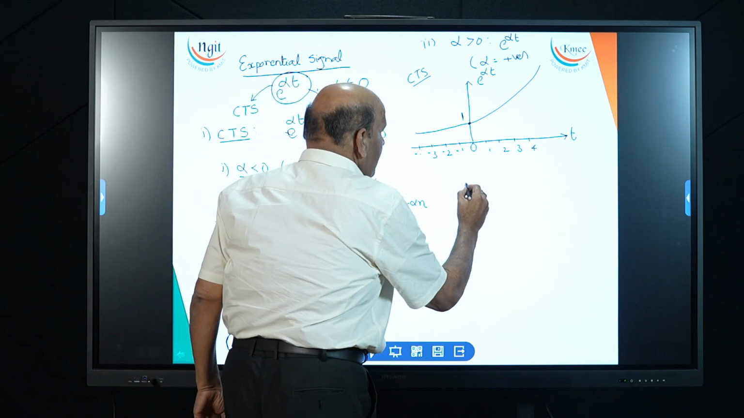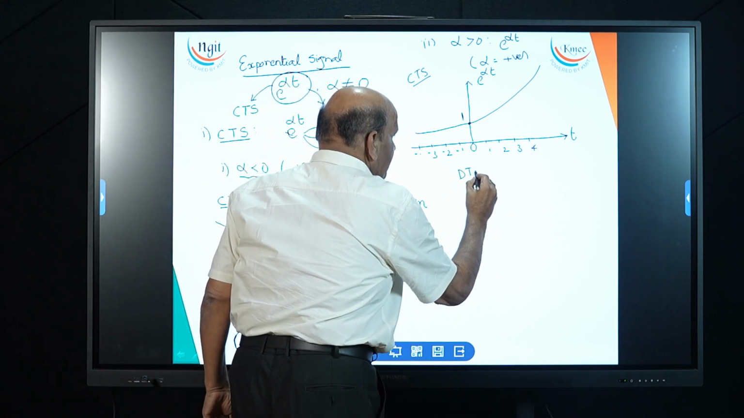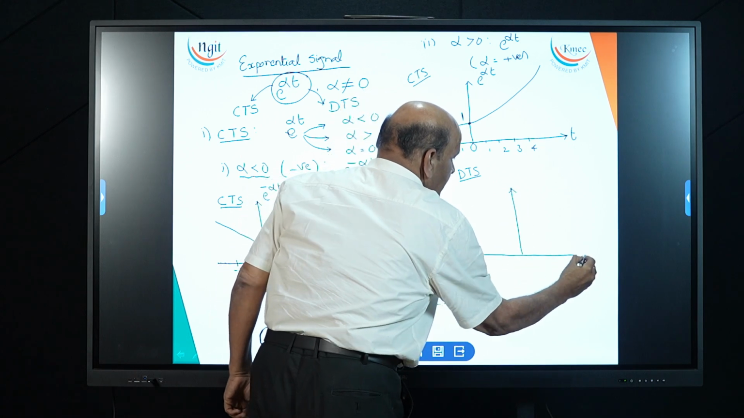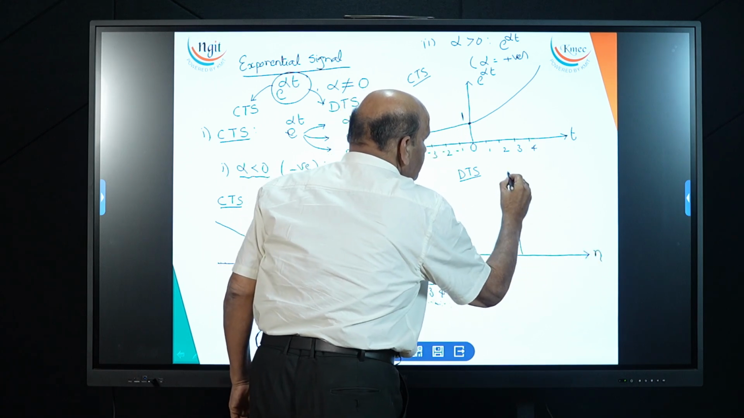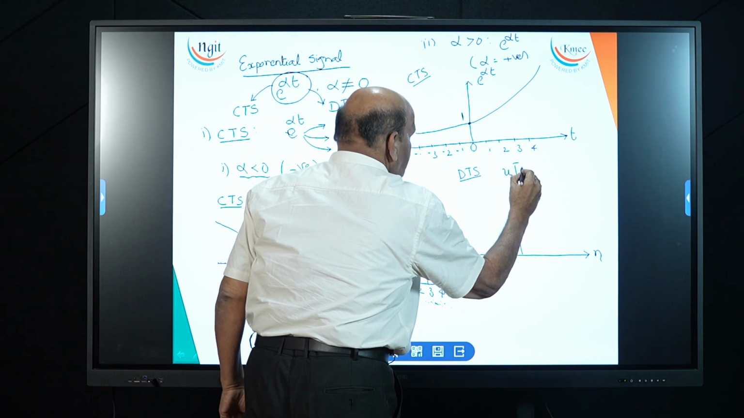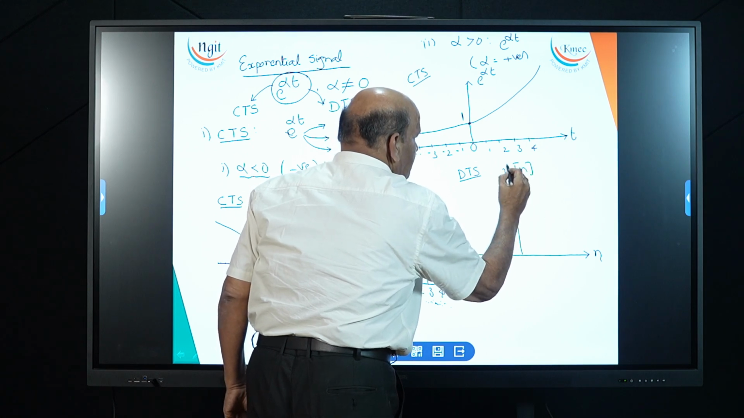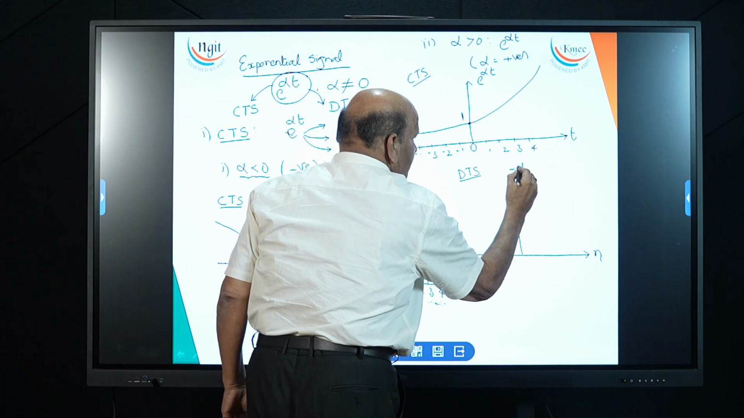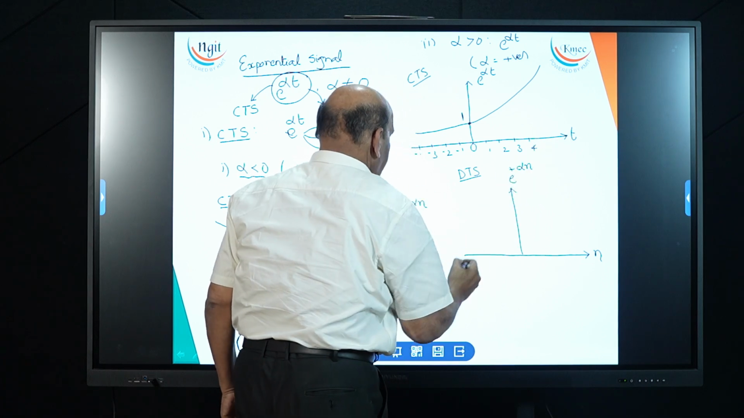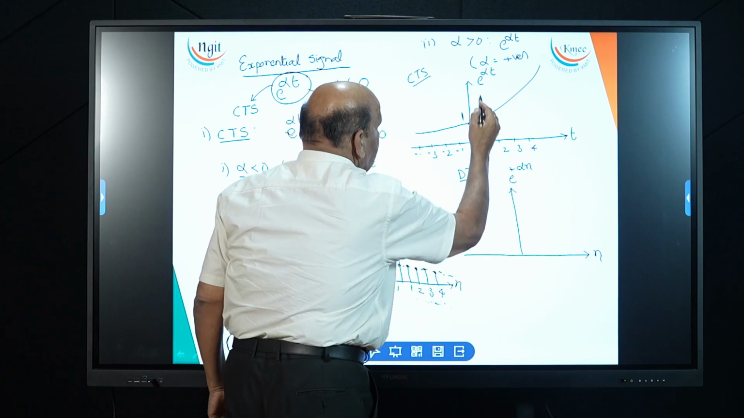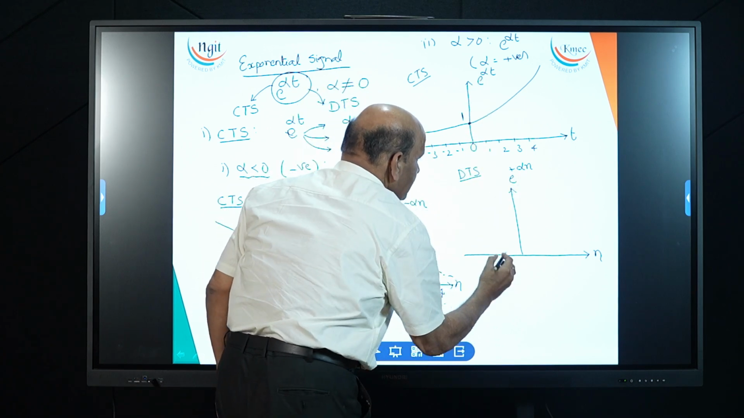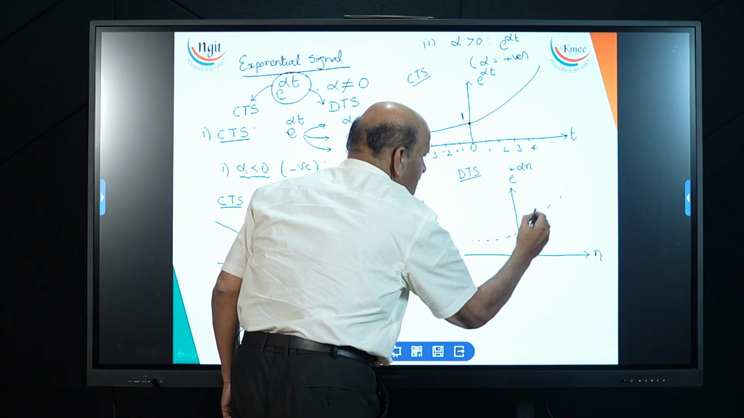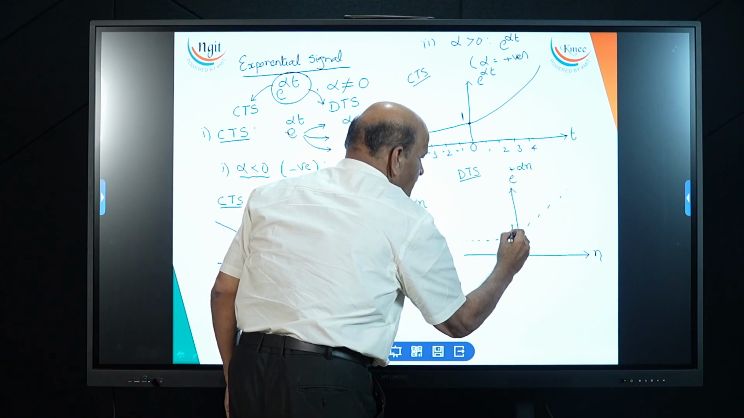Okay. Now, under a discrete time signal, how could the sketch be? Just look at, here we use n. This is e power minus alpha n, and this is e power plus alpha n. Its value is equal to 1.